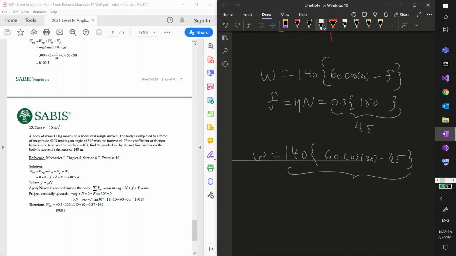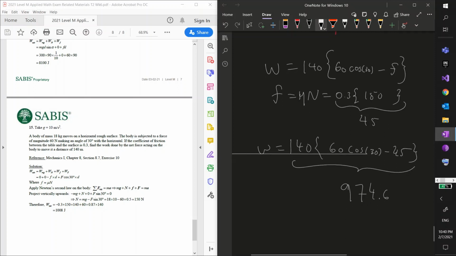If you solve this, you get 976 or something. Okay, 974.6. In the paper, they got 1008. I don't really know how. I think because they rounded, but we did the same steps. We did the exact same steps. Maybe it's because I put cosine 30 and they put 0.87.